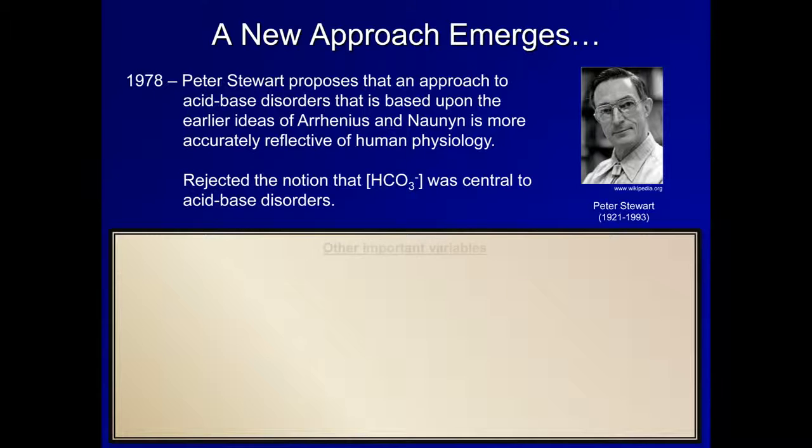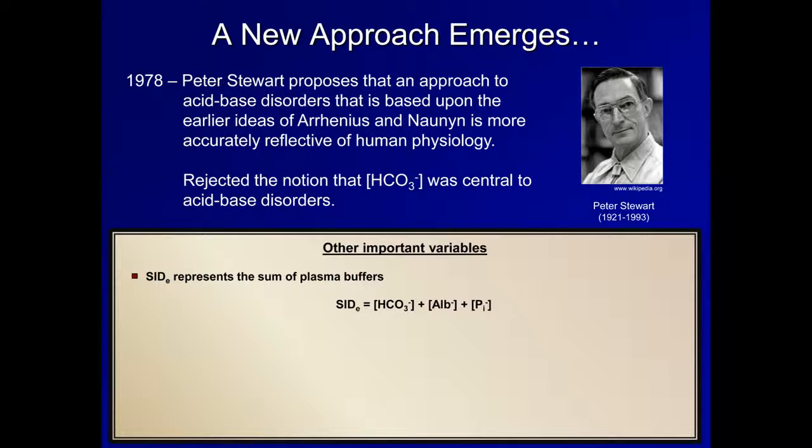There are 2 other important variables in the Stewart approach. First, SID sub E, which stands for SID effective, represents the sum of the plasma buffers. As with SID sub A, there are several variations of this calculation. Here is one where SID sub E equals the bicarb concentration plus the concentration of ionized albumin plus the concentration of ionized phosphate. The latter two can be estimated from empirically derived equations listed here.